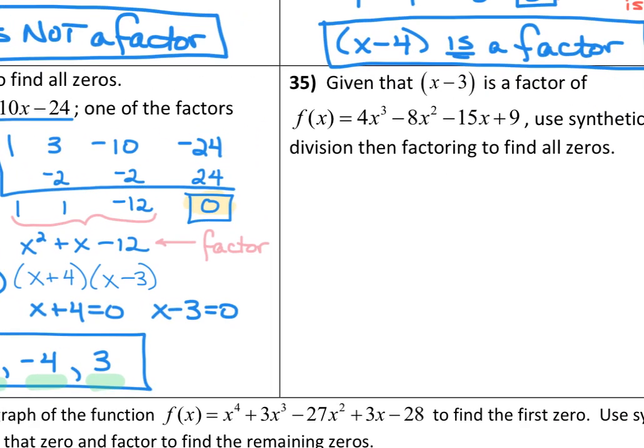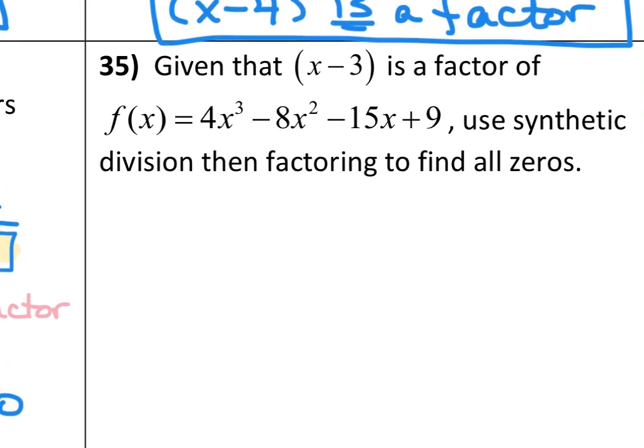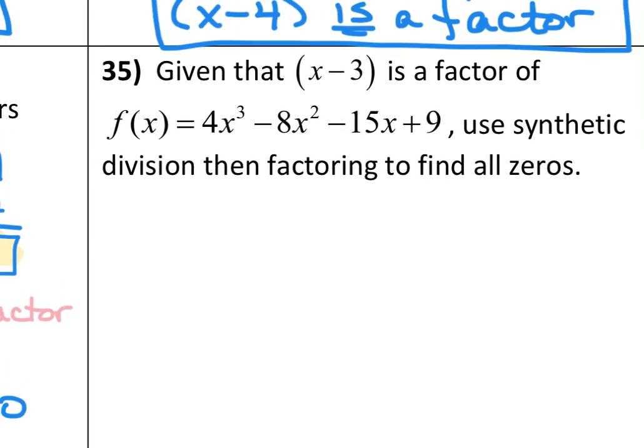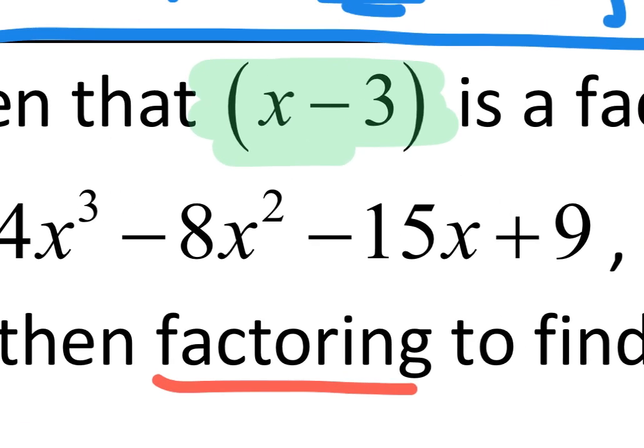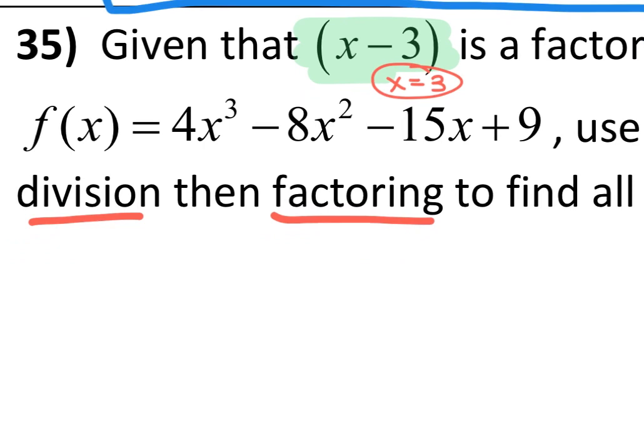Let's try a similar process in number 35. Look at the wording of the problem. Use division and then factoring to find all the zeros. You're told that x minus 3 is a factor. If x minus 3 is a factor, you're going to divide by x equals positive 3, and you know that the remainder is going to be 0. And you're going to divide into this polynomial here.